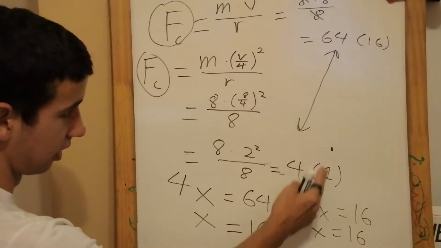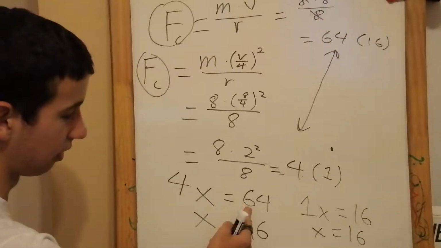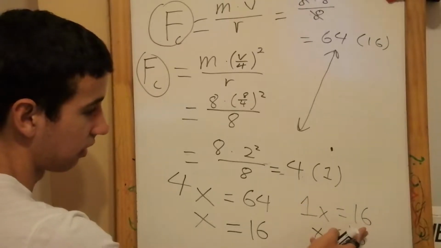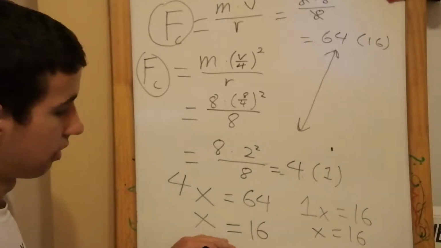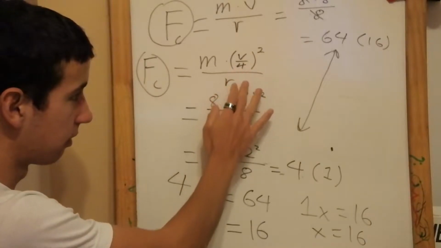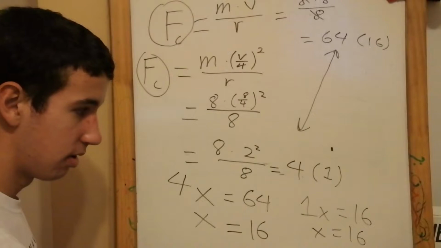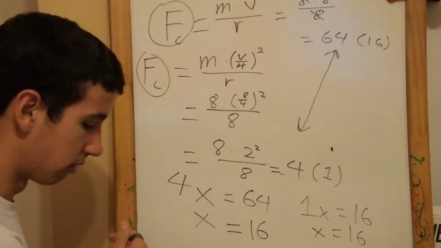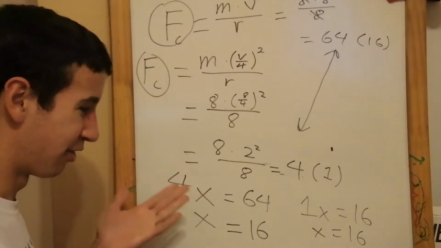Then we did some checks again, and we concluded that 4 times 16 is equal to 64. Then when we ran through this again, we saw 1 times 16 is equal to 16. And this shows us that when you divide the velocity by 4, or it's reduced by 4 times, your answer for centripetal force will be reduced by 16 times. I really hope this makes sense.